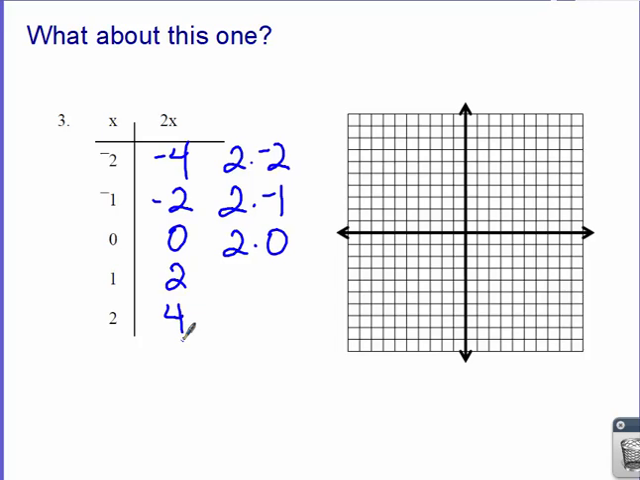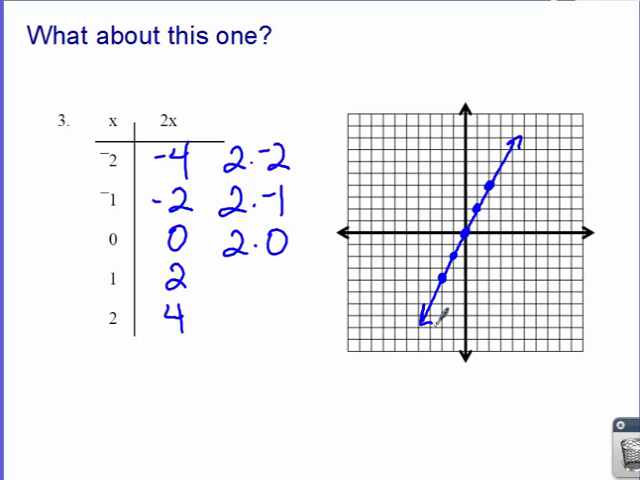And now we're going to do the same thing with our graph because we now have our set of coordinates. So the first one is -2, -4. So that's left 2, down 4. Next one is left 1, down 2. Then 0, 0, which is the origin. The next one is right 1, up 2. And then right 2, up 4. And now to finish the graph off, we connect the dots, extend out past, and then extend out past in the other direction. And that would be our graph.